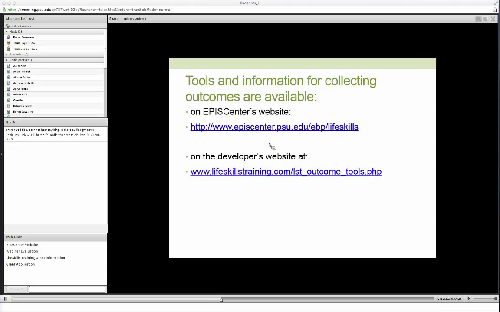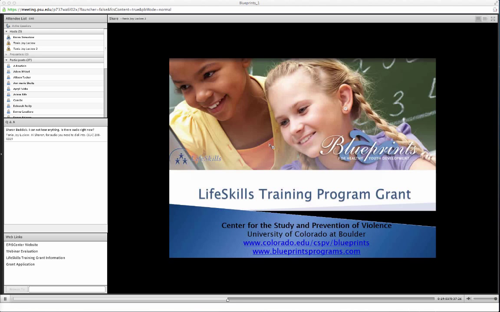And again, because this is an evidence-based model program, the tools for these pre-post tests are readily available. They are on the EPISCenter's website. There are a lot of tools as well as other things to help you do the evaluation. And in addition, there's also information on the developer's website. So at this point, we're going to turn it over to Karen Drewelow with the Blueprints Project to talk a little bit about the project in general, as well as best practices around application.